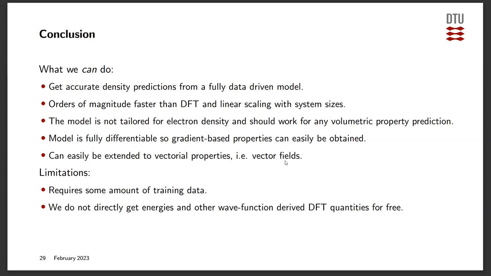And because we use this very general approach, it's not only tailored for electron density, so you can use it for any volumetric property. And because the model is fully differentiable, you can also get gradient-based properties. People use that, for example, to characterize different bond types. And because we use this equivariant internal representation, it can also be easily extended to multiple outputs, but also vector fields.